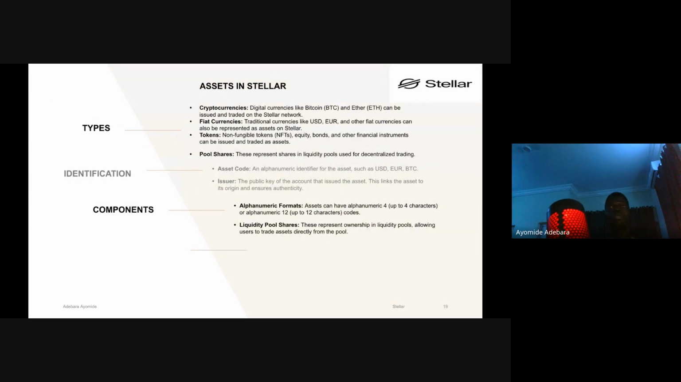We've spoken about cryptocurrencies before, definitely. Talking about fiat currencies, everyone knows fiat currencies. Talking about tokens, which could be non-fungible tokens, which are NFTs, pool shares. We've spoken about all of these. And so this is literally where we come to the end of our class for today.